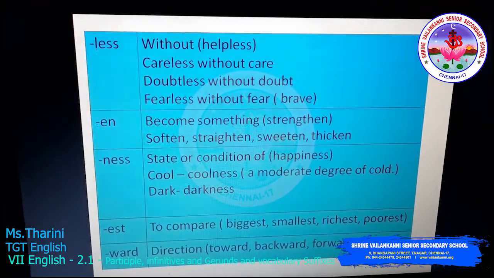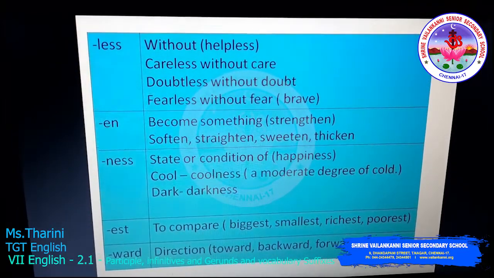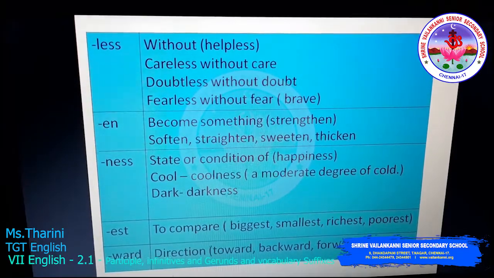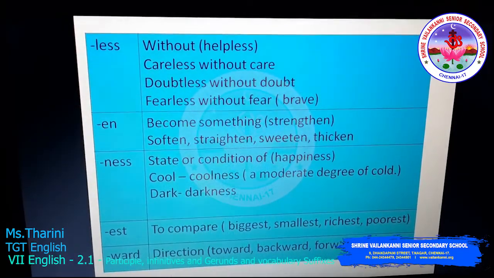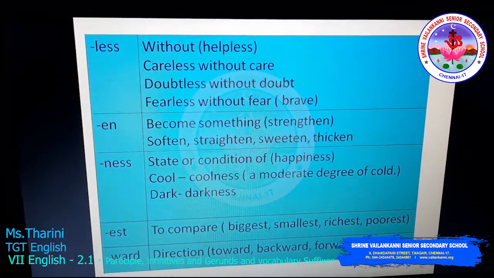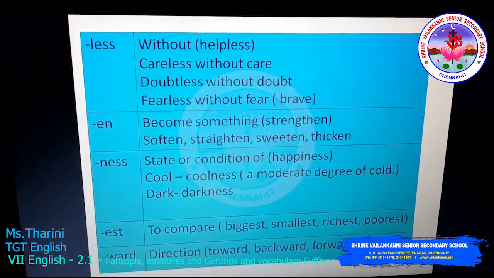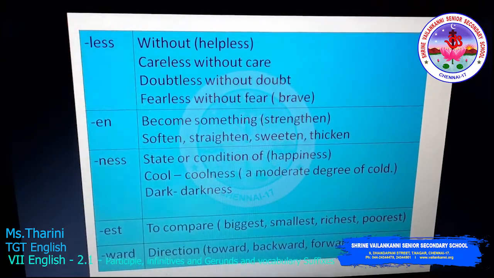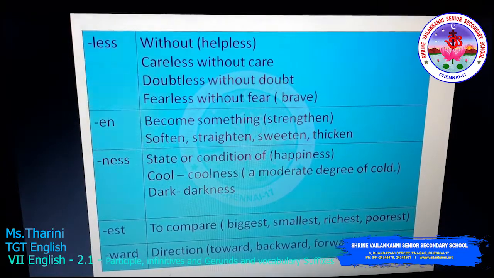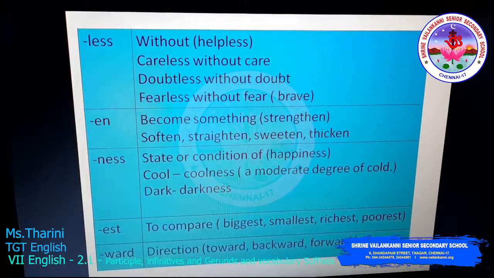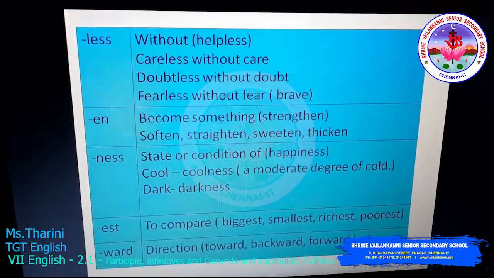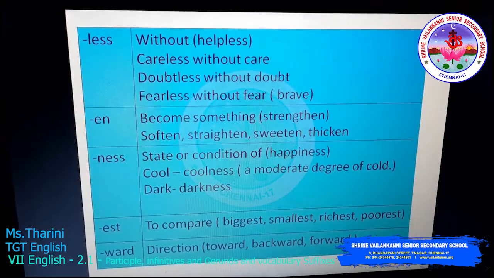Yes. En, to become something, like strengthen, soften, straighten, sweeten, thicken. That is why we say en means to become something. Ness, state or condition, what condition you are in, or the thing is, or the situation is. Happiness, coolness, a moderate degree of cold. Darkness, the room is very dark, so you call it darkness.